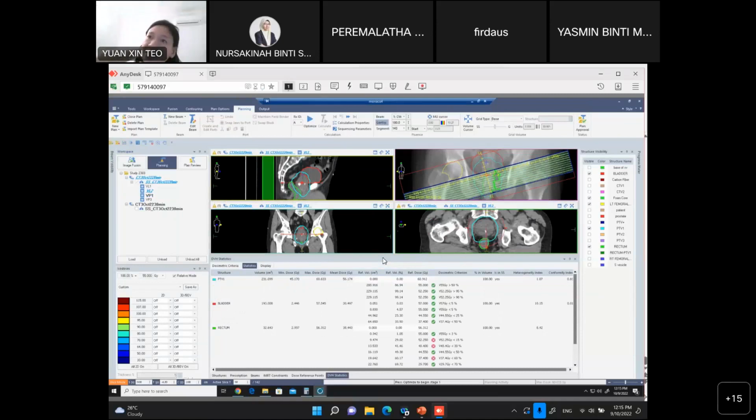So for this CHHiP protocol for 60 gray in 20 fractions, the PTV set is minimum 50% receives 55 gray. At least 95% receives 52.25 gray dose. It means what I just mentioned, this yellow color.